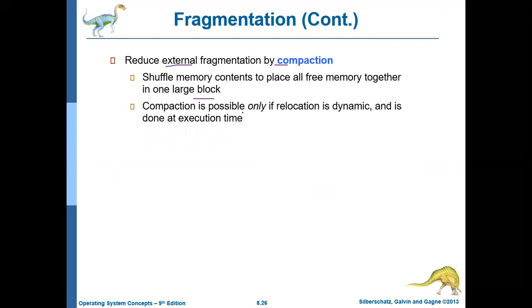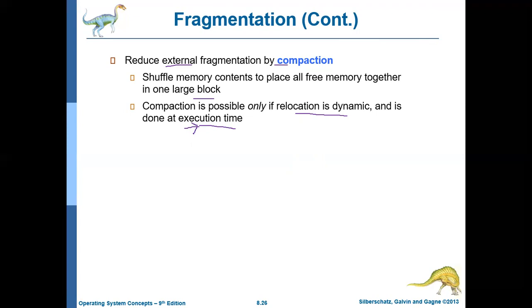Compaction is possible only if relocation is dynamic and is done at execution time. What does it mean? Previously we have discussed different binding schemes, like binding at compile time, load time and run time. Compaction is possible only if binding is done at execution time or run time. If binding is done at compile time or at load time, it is not possible, because in that case already you are fixing the address for every process, and now you cannot change the addressing.